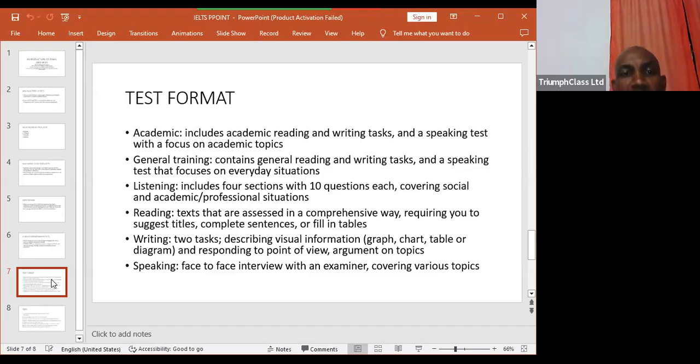Then we have the listening aspect. This includes 4 sections with 10 questions each. That makes a total of 40 questions, covering social, academic, and professional situations. We shall get samples of these questions and go through each question and see what is required in all these questions. Then we have the reading aspect.